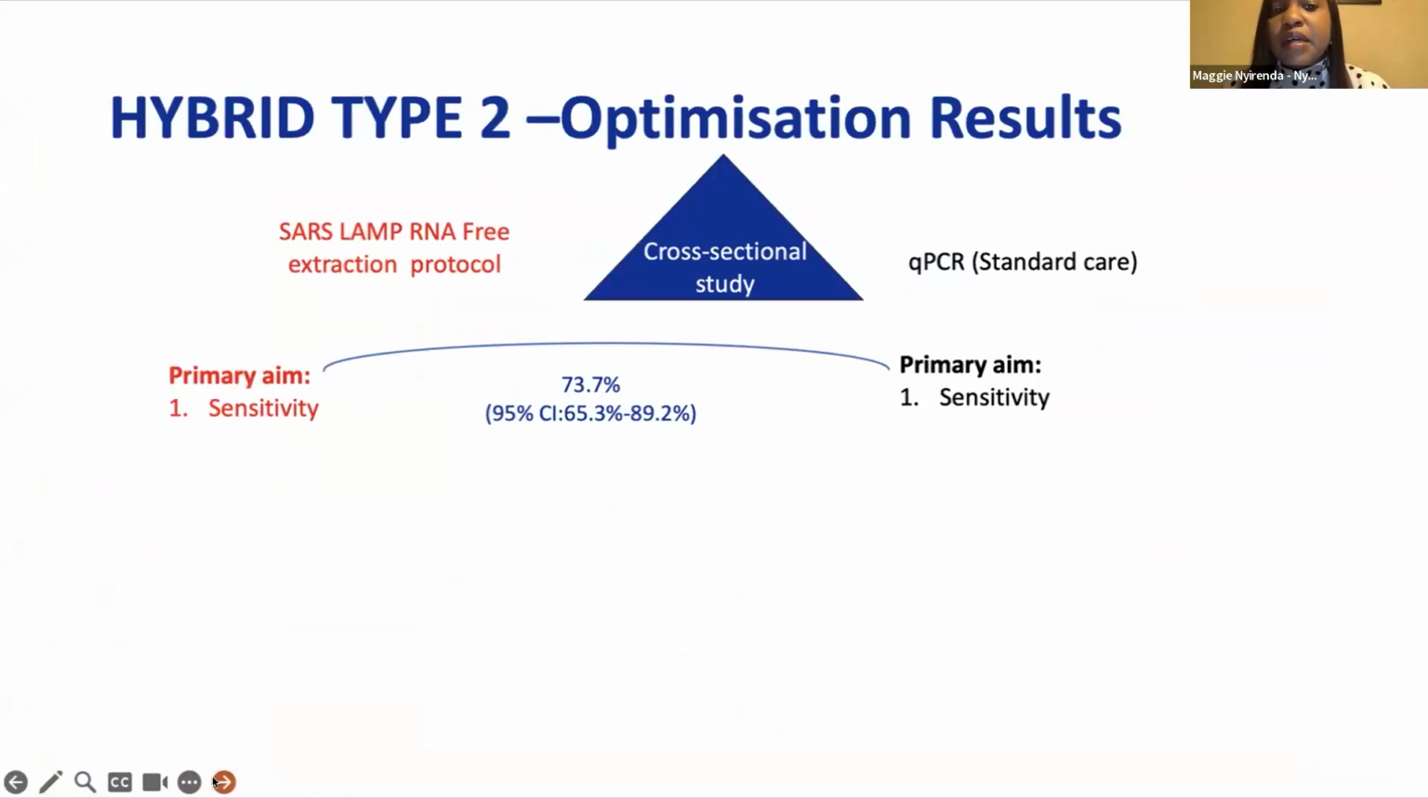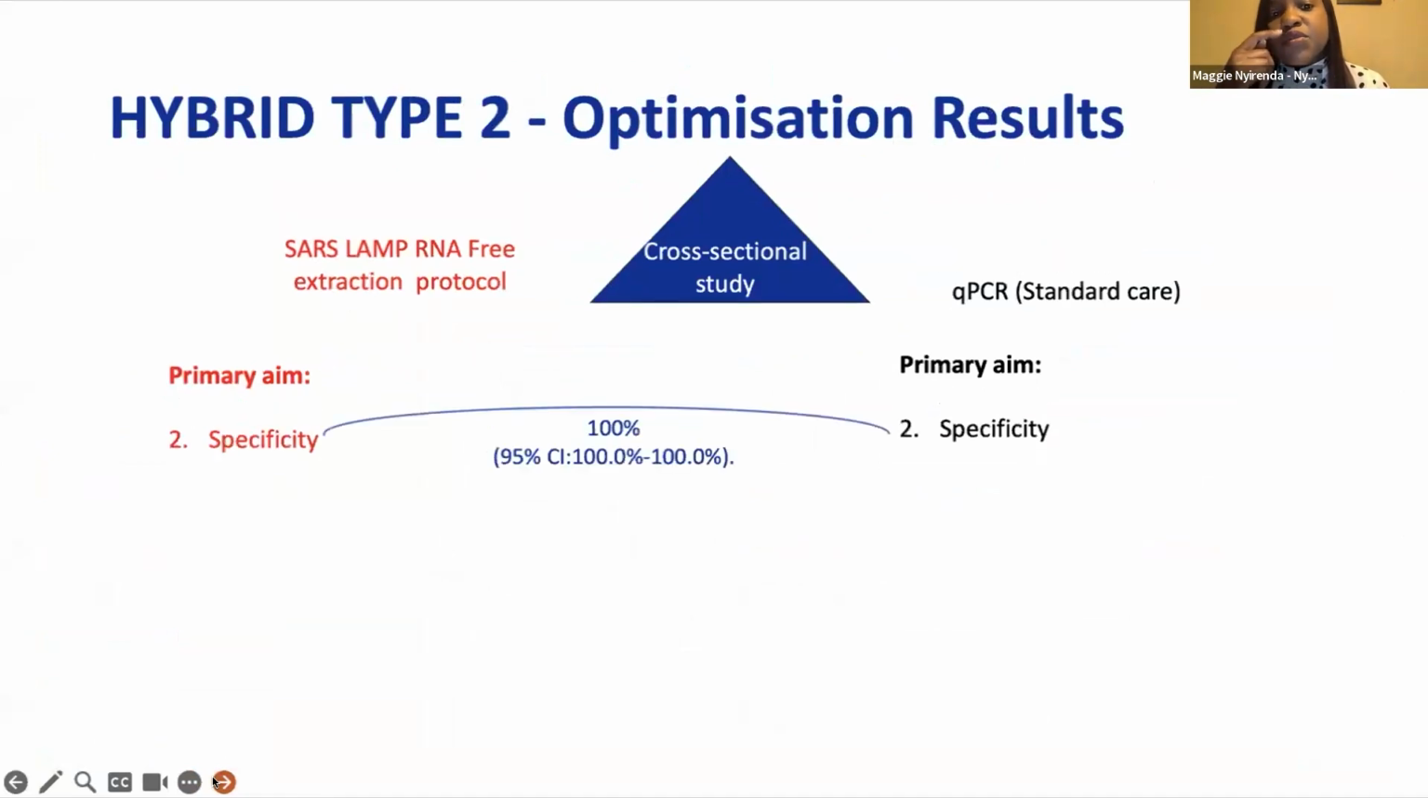For sensitivity, in the optimization phase, it was the same as the sensitivity in the literature, 73%. Specificity was 100%. Next slide. And turnaround time results was about 4 hours. Next slide.